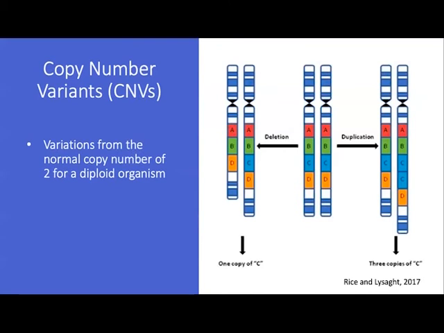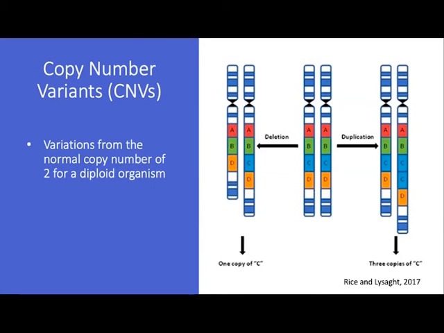Copy number variants are a significant source of human variation and have been found to be clinically relevant to phenotypes such as cancers and neuropsychiatric disorders like autism, schizophrenia, bipolar disorder, and epilepsy. CNVs are variants where the copy number differs from the normal copy number of 2 for a diploid organism.